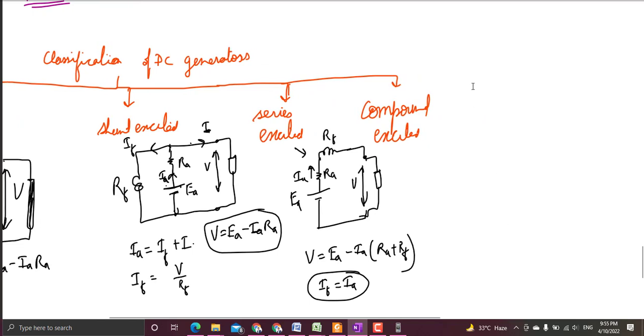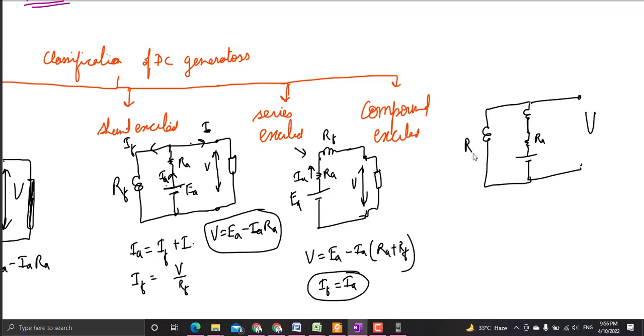And for compound excited machines, some windings are in series with the armature, and some windings are parallel to the armature. So this is the armature resistance RA, this is the armature EMF generated. Some windings are in series with the armature and some windings are in shunt, with RF1 and RF2.